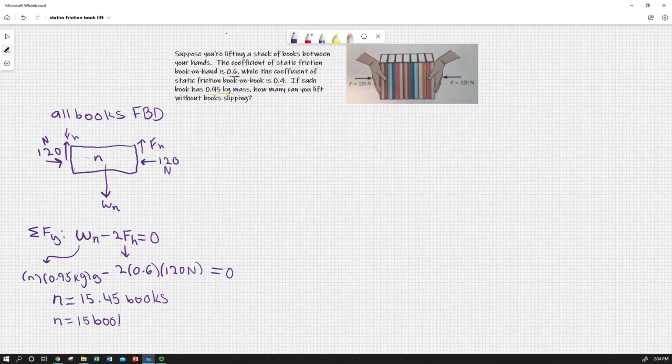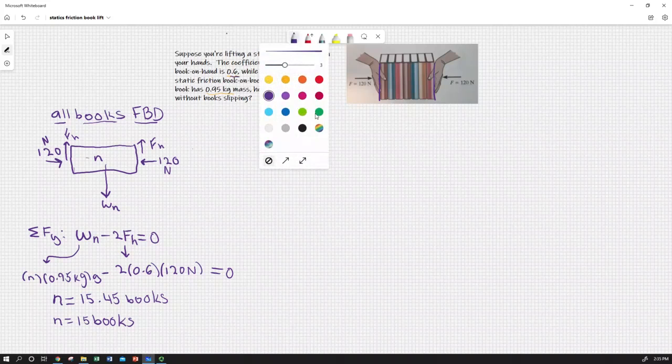Okay, so if the books couldn't slip between each other and could only slip at your hand, you could still only carry 15 books. And they would slip right here. So they would slide right out of your hands. And that flowed from us constructing in all the books FBD and imposing the conditions for book on hand.